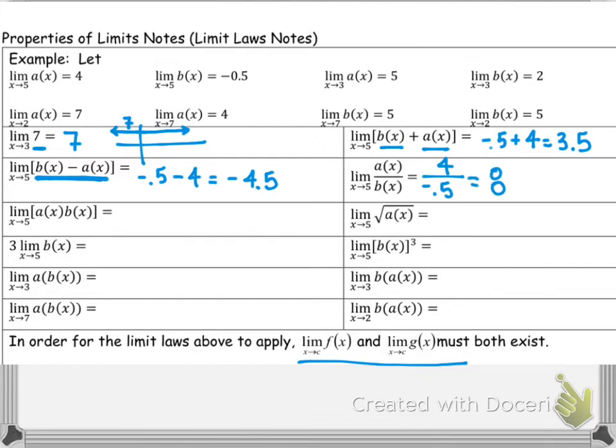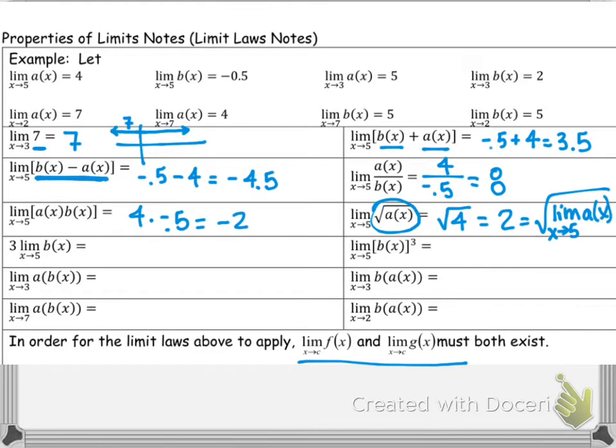And then we're multiplying. Okay, limit as x approaches 5 of a of x, so we're square rooting 4. So this is telling us to take the limit of the square root of a function. What we just did is we took the square root of the limit of the function, and you're allowed to do that, as long as the limit exists. In order to get the limit of the square root of a function, you can take the square root of the limit.